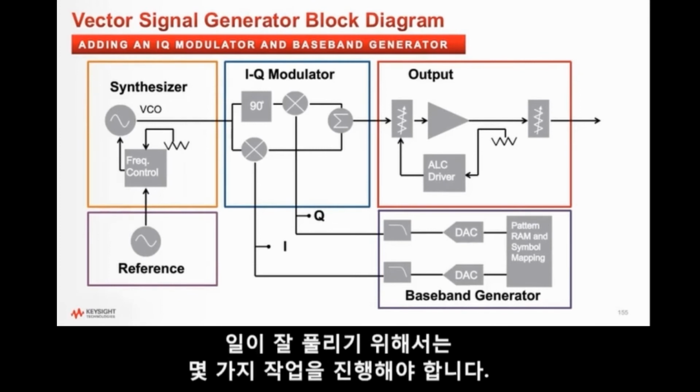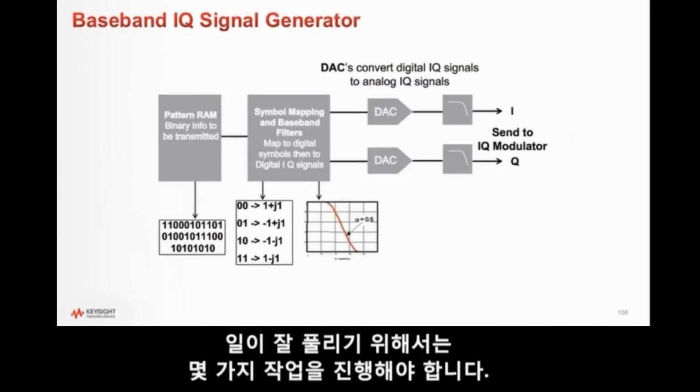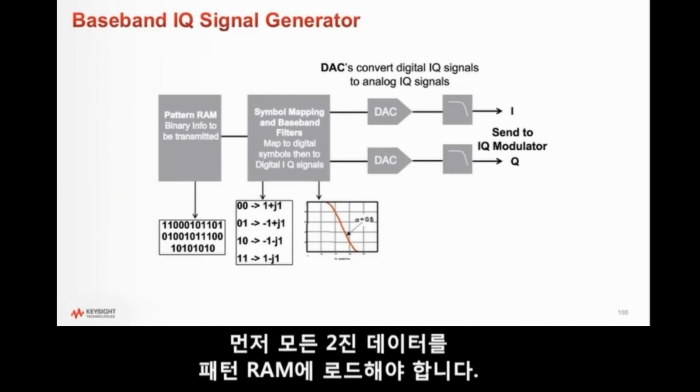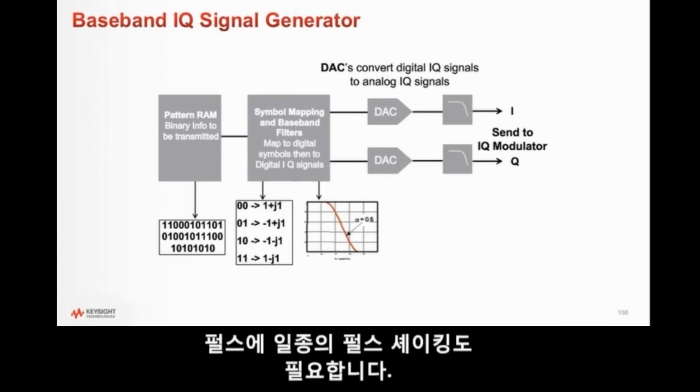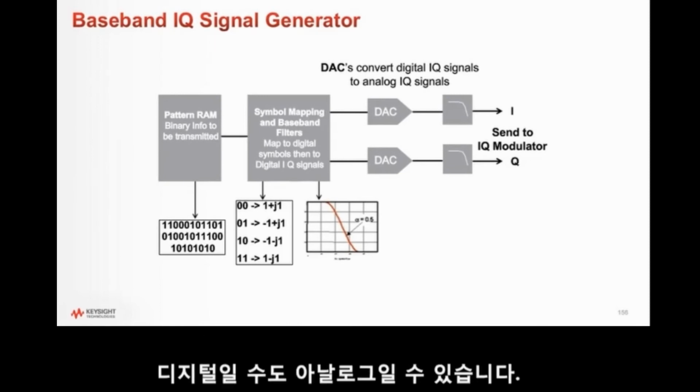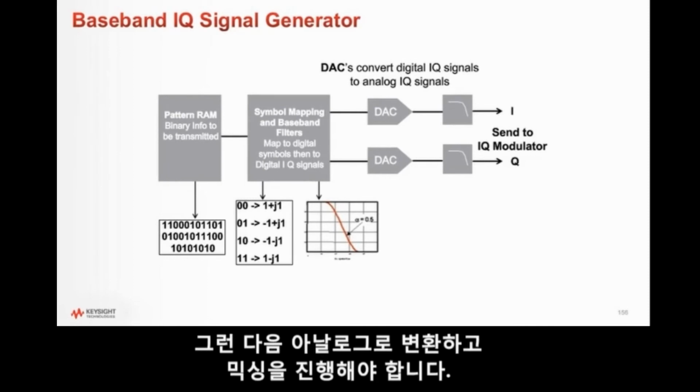Again, there's some stuff that has to happen for this to all work out. You've got to load all your binary data into the pattern RAM. You've got to map it to the symbols, so you've got to do that grouping and mapping. You need to do some sort of pulse shaping to your pulses, so there's an output filter. It could be digital, it could be analog. And then you've got to convert it out to your analog before you can mix it.